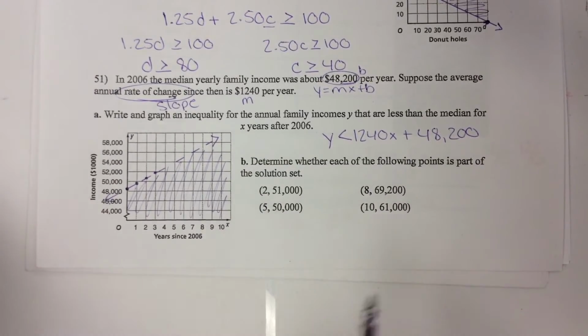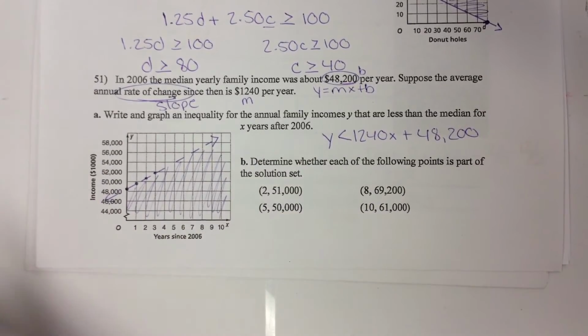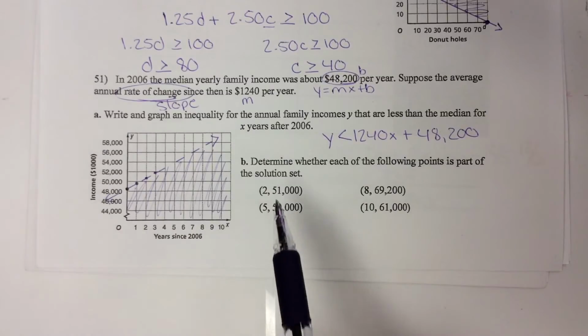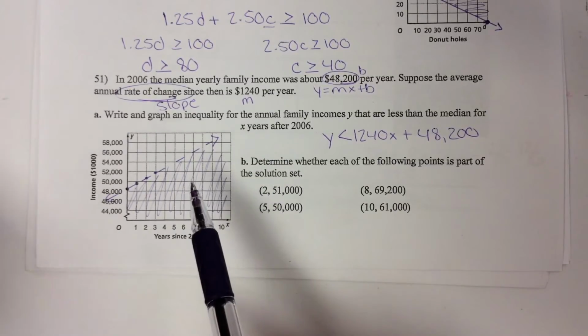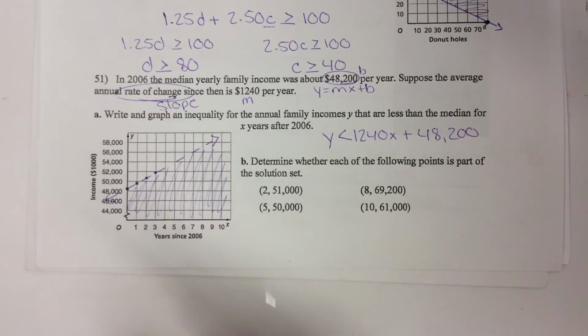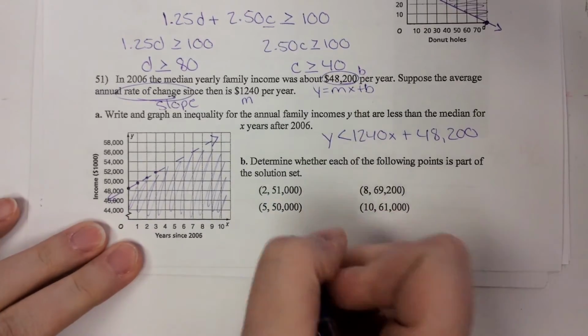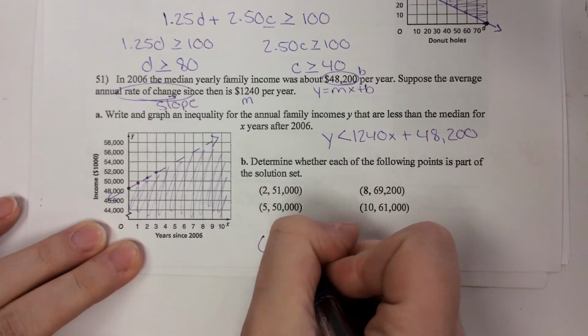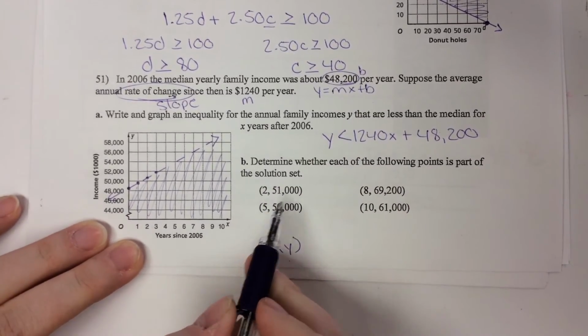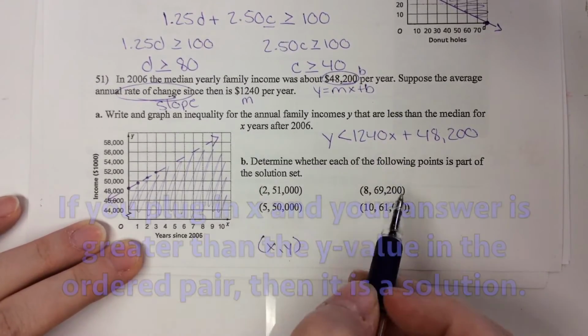Okay guys, the last part, part B, determine whether each of the following points is part of the solution set. So basically we want to determine if each one of these is an answer to this inequality. You can do this one of two ways. These are ordered pairs. So you could find them on the graph and determine if they are within the shaded region, and if they are, then they are an answer. Another way that you could do it is to plug in, if this is an ordered pair, this is x comma y, you could plug in x for this equation and see what you get for y.